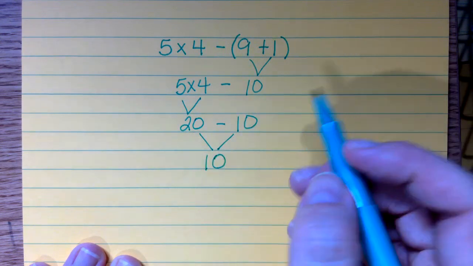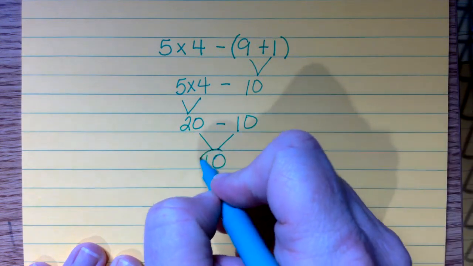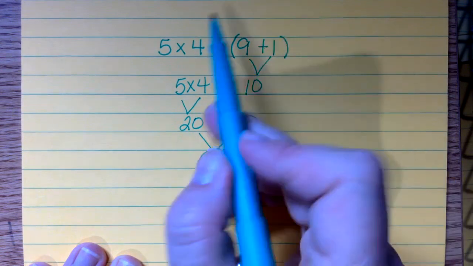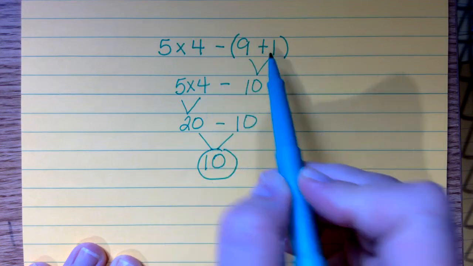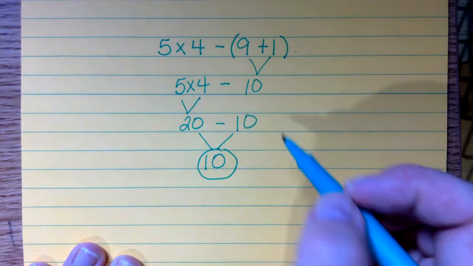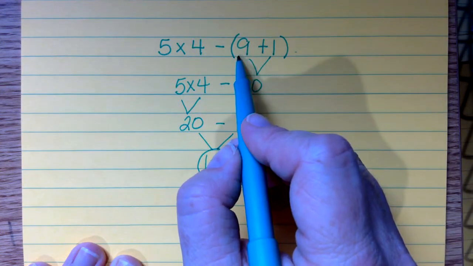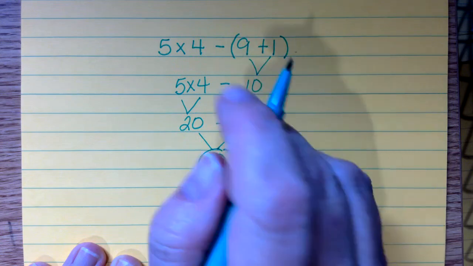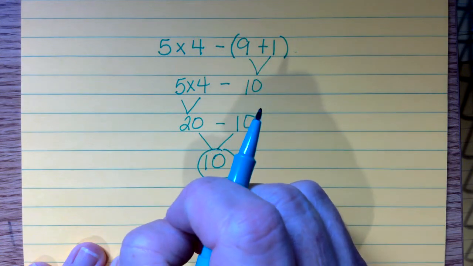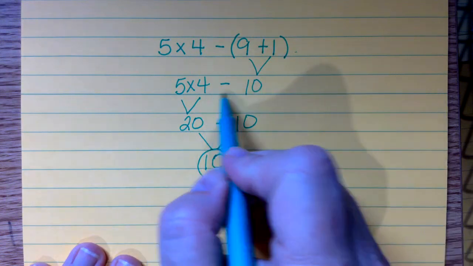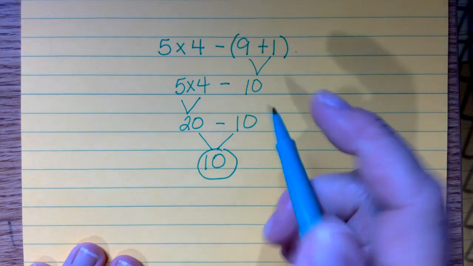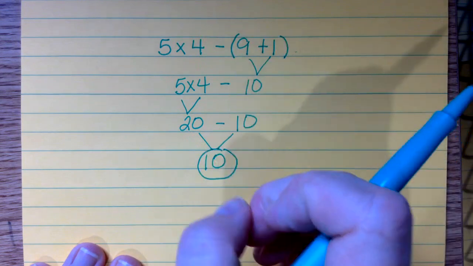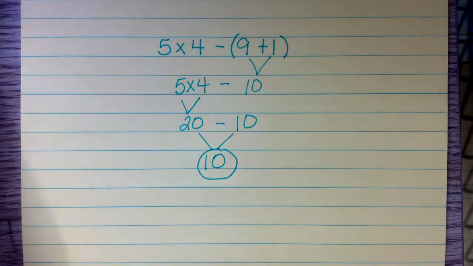10 is a little bit different than our original answer, which was 22. Notice that I used the same numbers, 5, 4. I used the same operations, multiplication. The only difference was that we had parentheses here and no parentheses above. Instead of being minus 10, it was minus 9, and then we added 1 back. Now the parentheses made it minus 10.